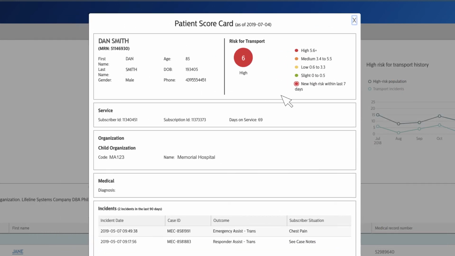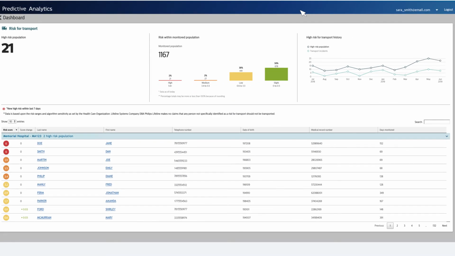We recommend that you log in regularly to your Predictive Analytics account to manage your population. Keep an eye out for new high risk, patient risk score, and score changes.